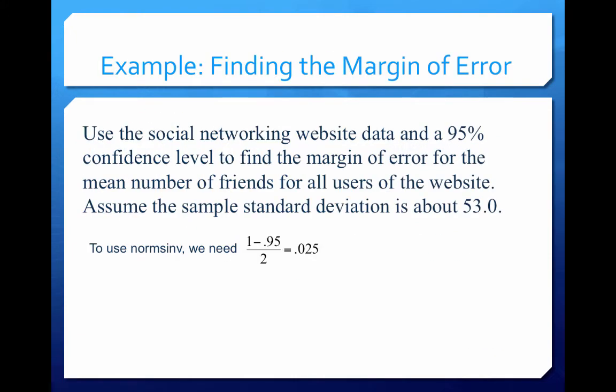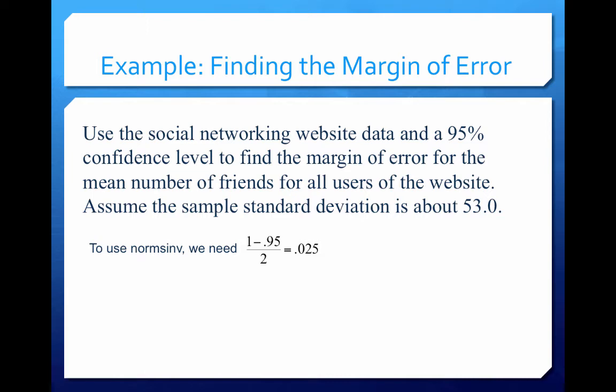Okay, so let's find the margin of error for our Facebook data. We use the social networking site again. We want a 95% confidence level to find the margin of error for the mean number of friends for all users of the website. Assume the sample standard deviation is about 53. I'm going to go through it the long way with the formula, and then I'm going to show you the way you'll actually be doing it in the homework.